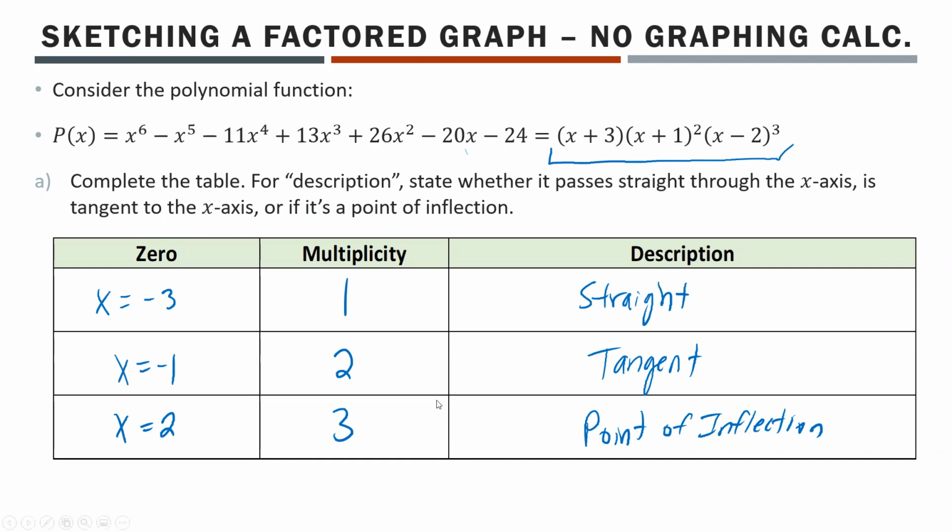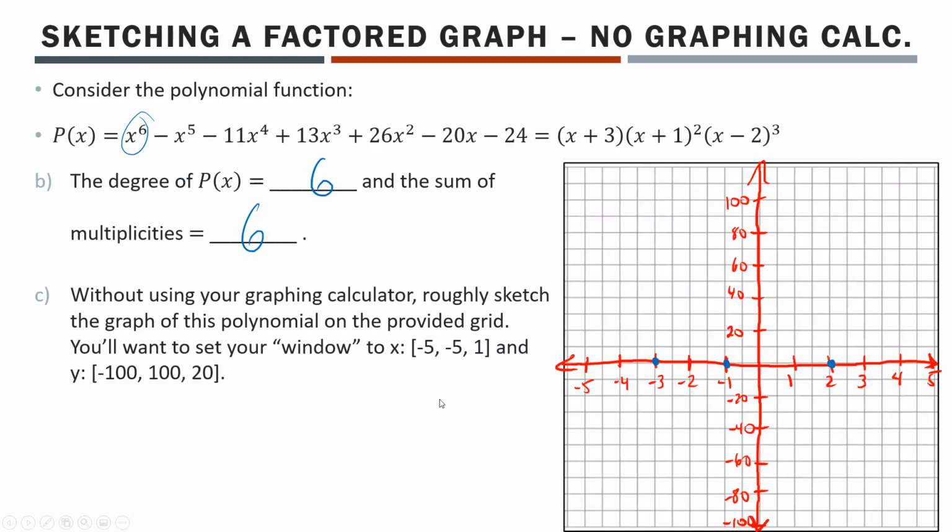Now, the tricky part of this is, though, it's all well and good to say, where am I? There we are. It's all well and good to say that we're going straight through at -3, but are we going straight through this way? Or are we going straight through this way? That's a little bit tougher.